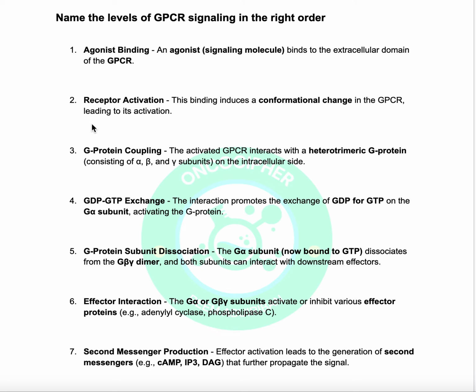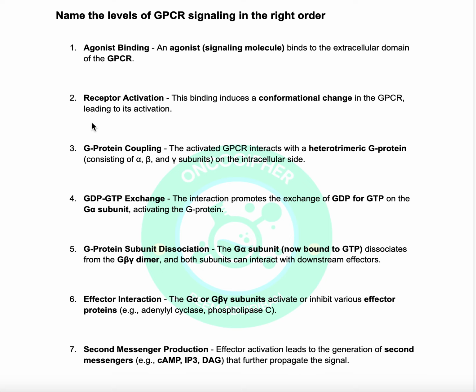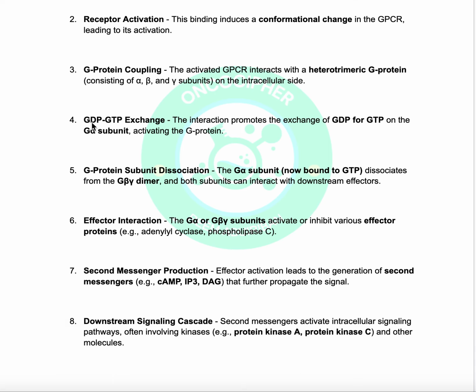So when this exchange happened from GDP to GTP on the alpha subunit, that is leading to activation of the G protein. Then what has happened? G protein subunit dissociation. The G alpha subunit, now bound to the GTP, dissociated from the G beta gamma dimer, and both subunits can interact with the downstream effectors.